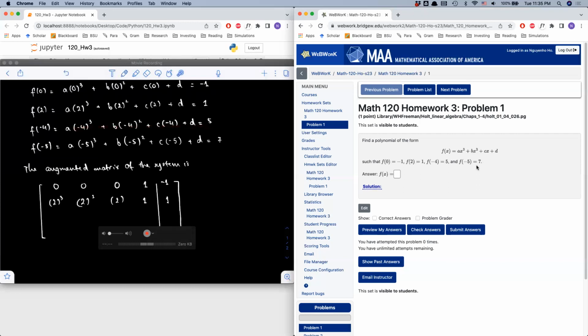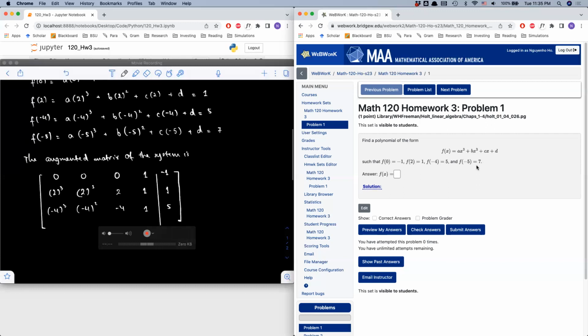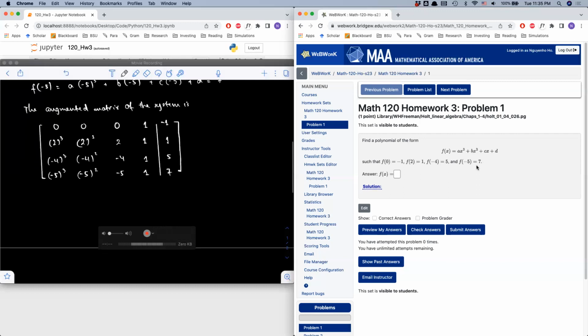For the third equation, you obtain -4 cubed, -4 squared, -4, and this is 1, and this is 5. The last equation gives me -5 cubed, then -5 squared, -5, 1, and +7. All right, so these are the values that you need to input into Python, right?